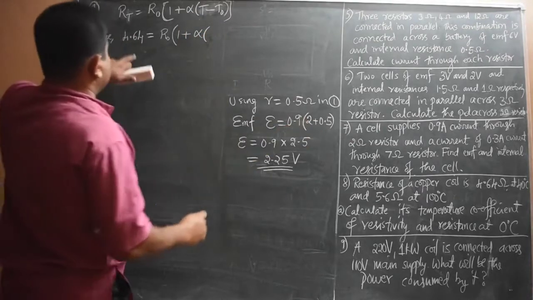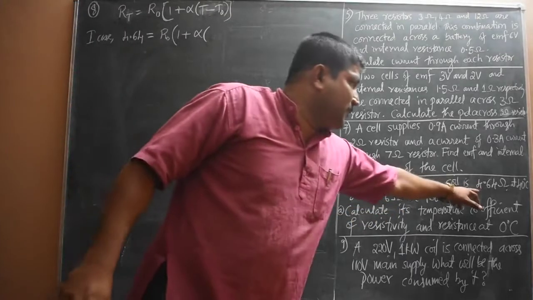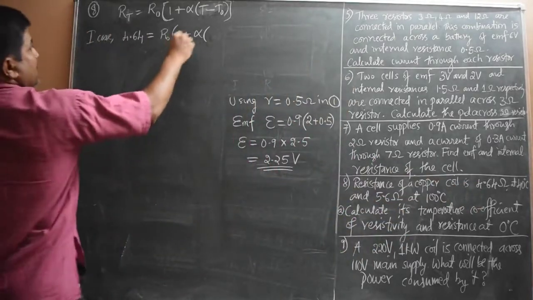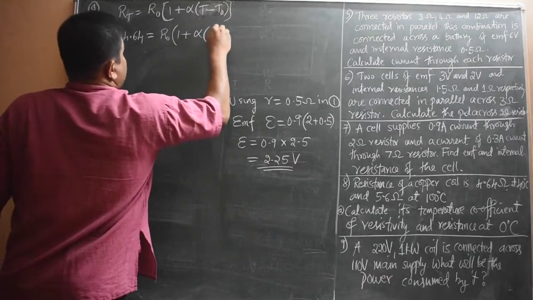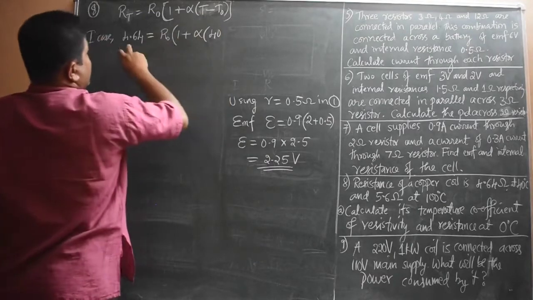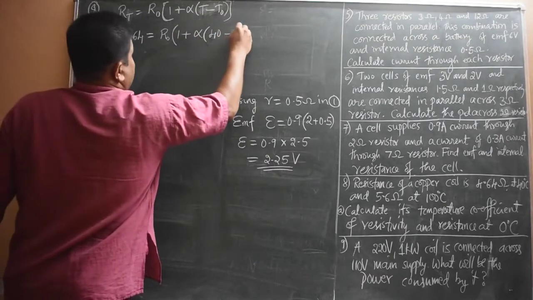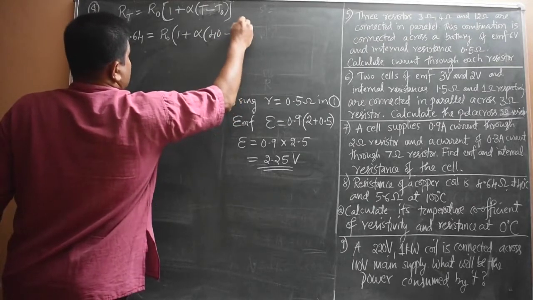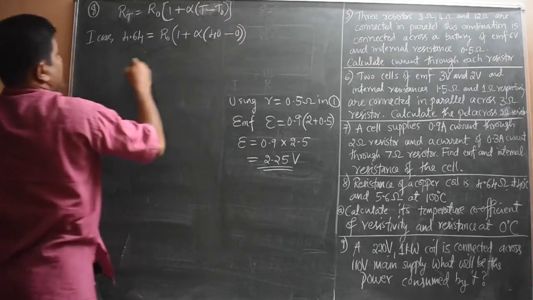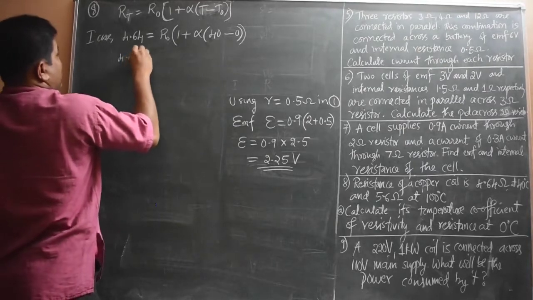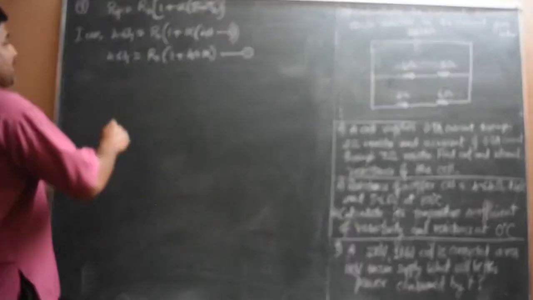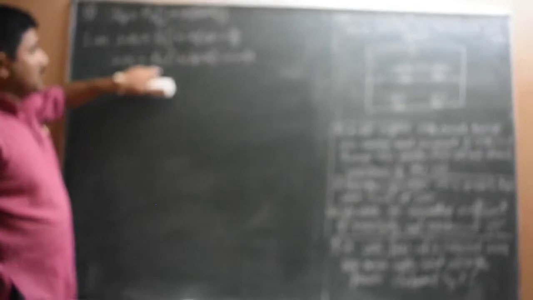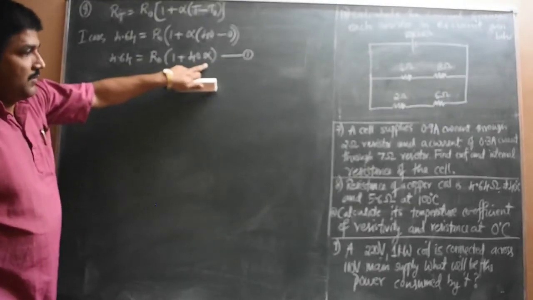At 40 degrees Celsius the resistance is 4.64 ohm. In the first case the temperature is T1 and the resistance is R1. So 40 minus the reference temperature, which is 0. Okay, so like this. Now that is 4.64 equal to R naught into 1 plus 40 alpha.